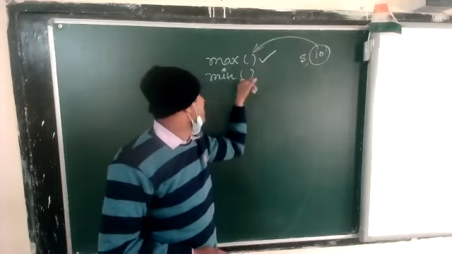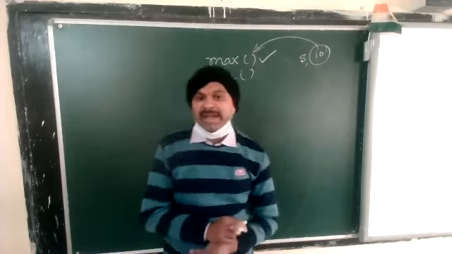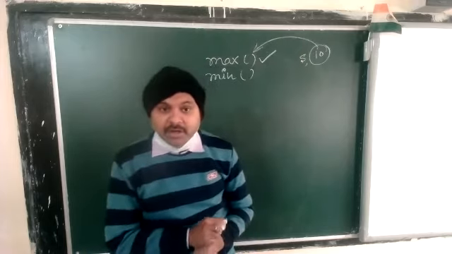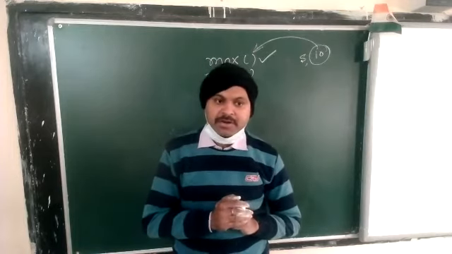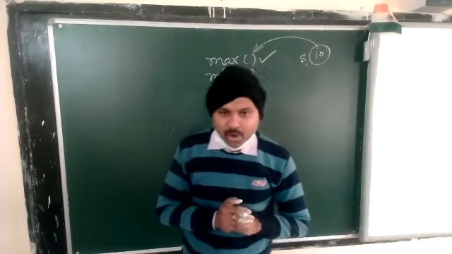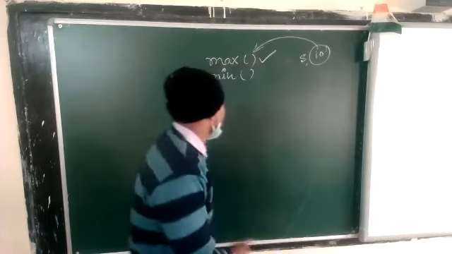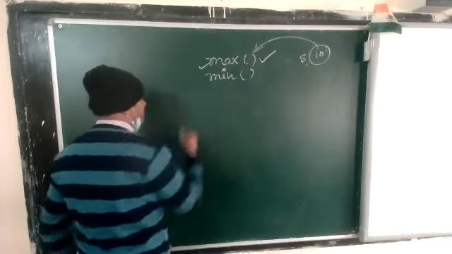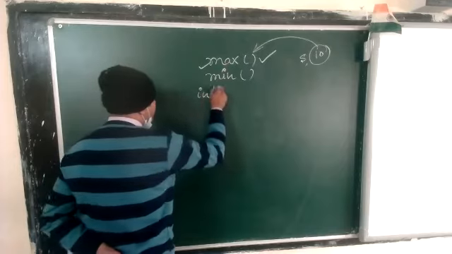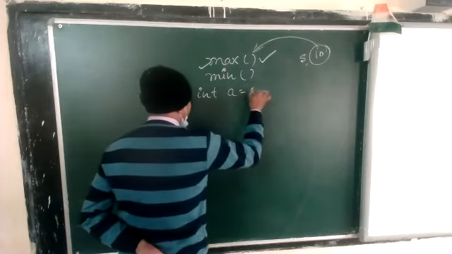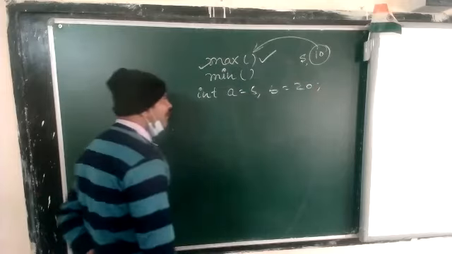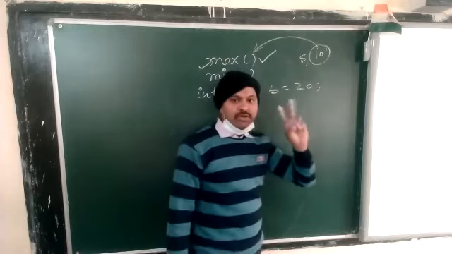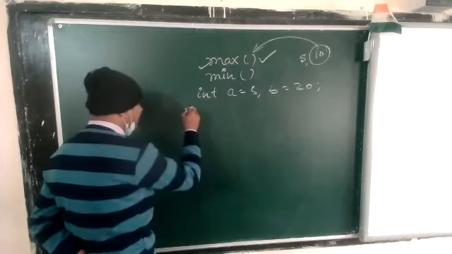At the same time, min, or minimum you can say, returns the smallest among two values. Let us see the example. First of all, for the first one, right here, int a equals 5 and b equals 20. We want to find out the greatest among the two, a and b. So what do we need to write?